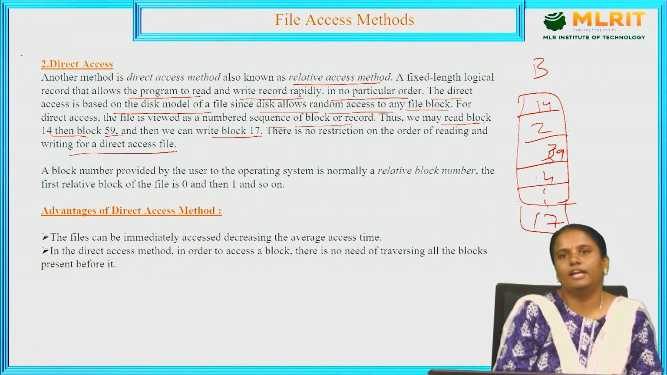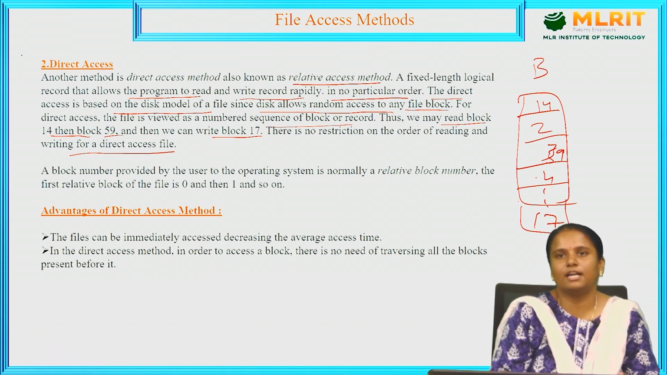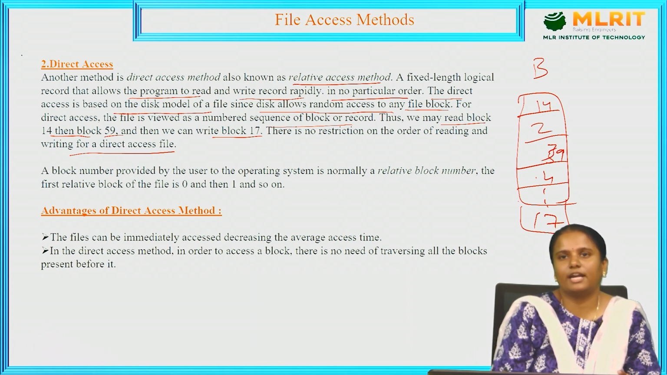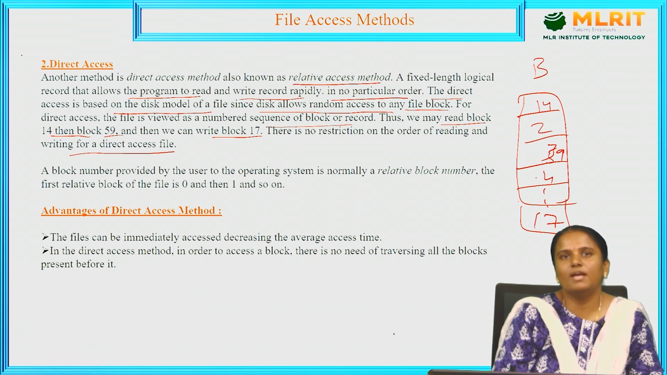In sequential, we need some order to place, read or write, so we perform operations in a serial order. No random is required there. But here there is no restriction for reading and writing, and we can access the files directly. That's why this is known as the direct access method.